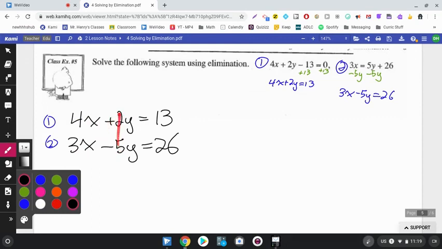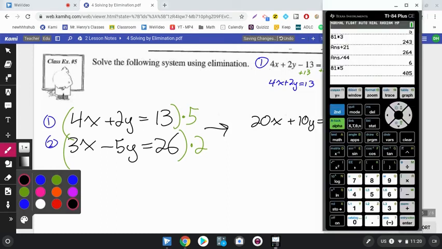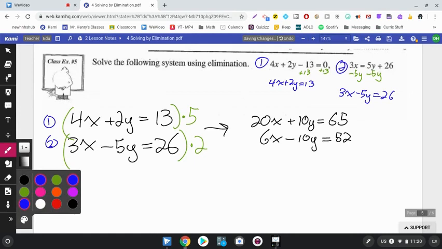Then you just have to think between the coefficients, what could I get to a common number or a common denominator? And I think I could get to 10. Multiply the top equation by 5. Multiply the bottom by 2. So I'm getting 20x plus 10y equals 13 times 5 is 65. And 6x minus 10y, there it is, equals 52. And it's all set up for me.